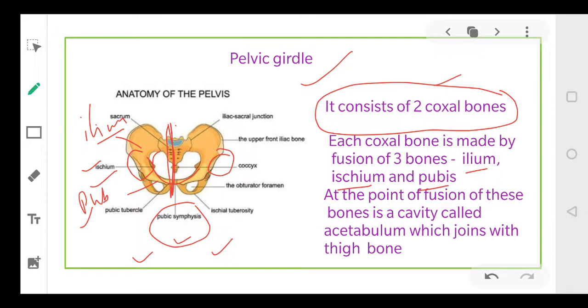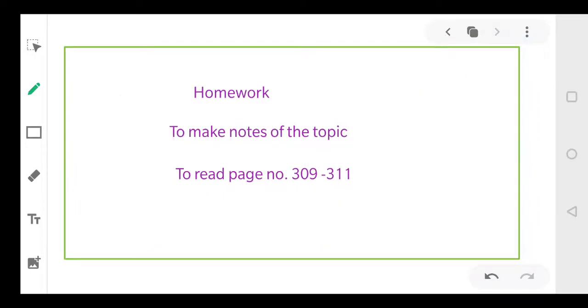Is it clear, everyone? Okay. So coming to homework for today, you have to make the notes of this topic, and then you will read the page numbers 309 to 311. Very carefully you will read all the pages of the NCERT and you will practice. And if there is any doubt, dear students, you will definitely ask me. Feel free to ask your queries.